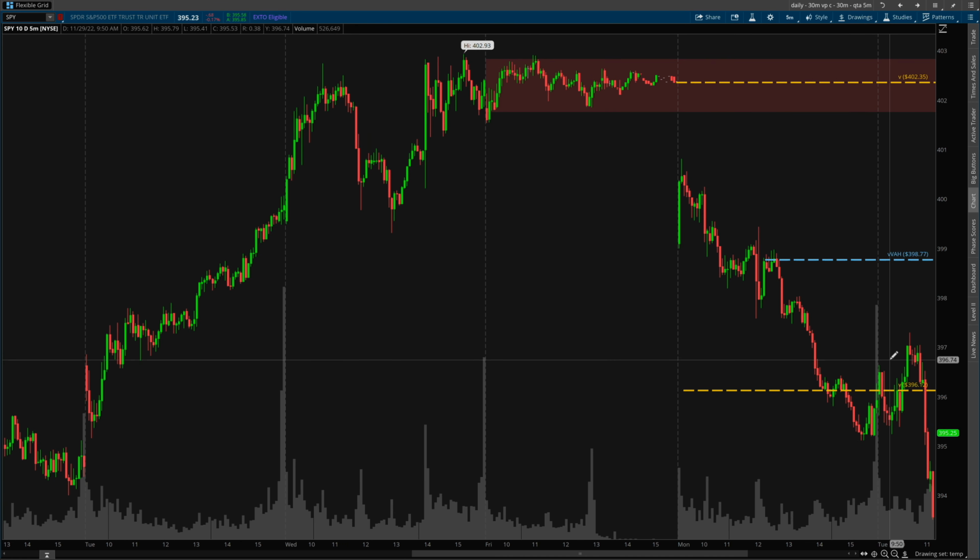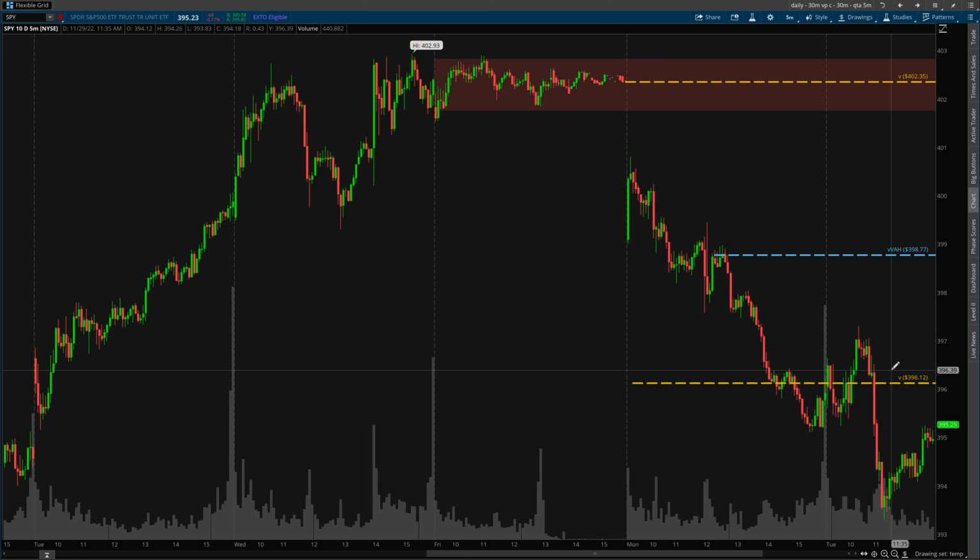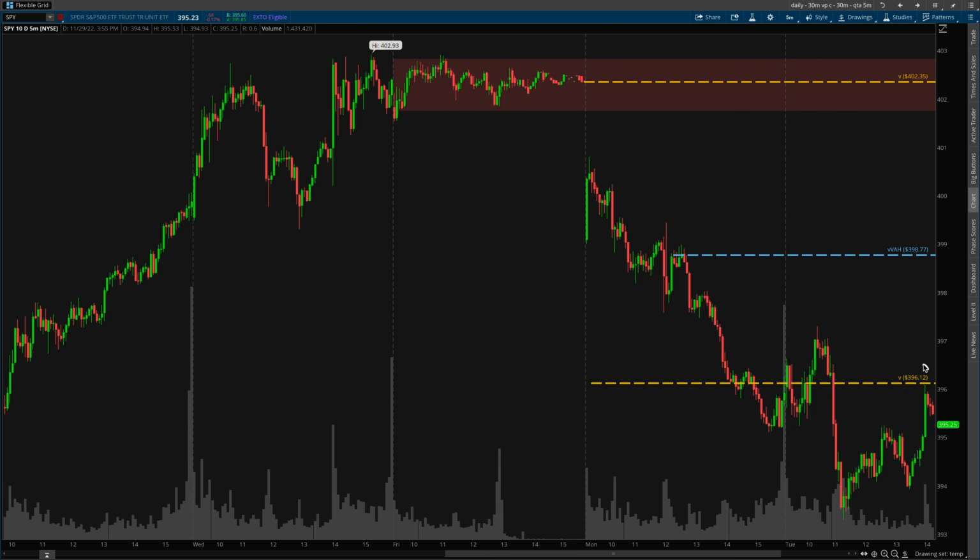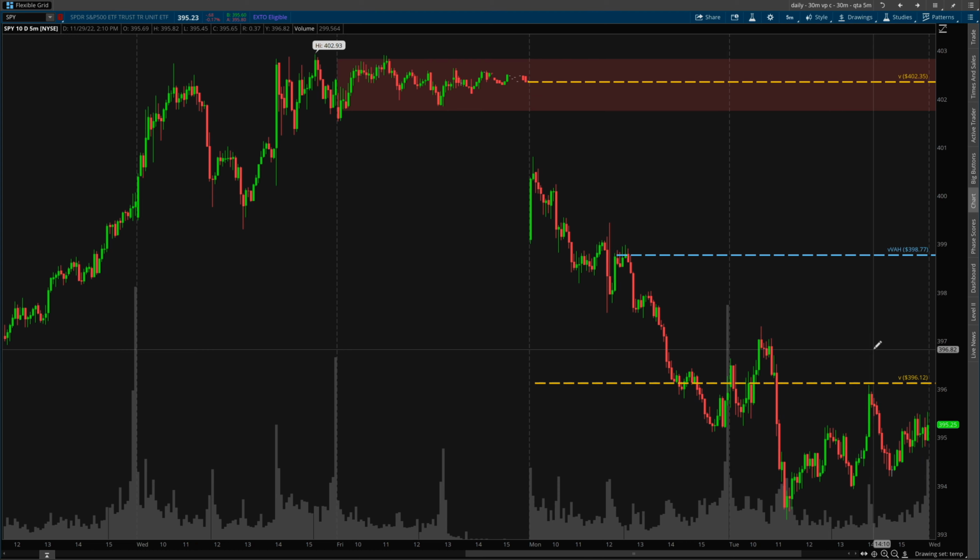As we move right along, something to take note of is later in the day, look what happens. The SPY tries to reclaim this virgin point of control, but it's no longer virgin, obviously, because it touched it today, gets rejected, and then we continue to close below it.